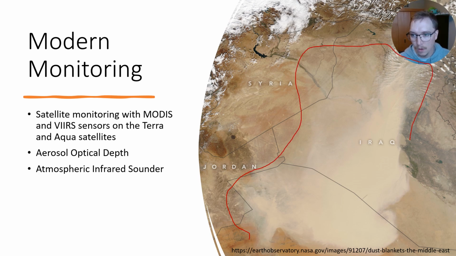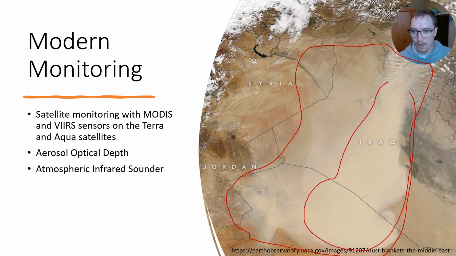Somewhere over here and all the way down here. So look at how massive of an area this is. That's all actively blowing dust. The strongest portions seem to be right here, kind of more over western or eastern portions of Jordan and central portions of Iraq. But you can see this is all from satellite imagery.